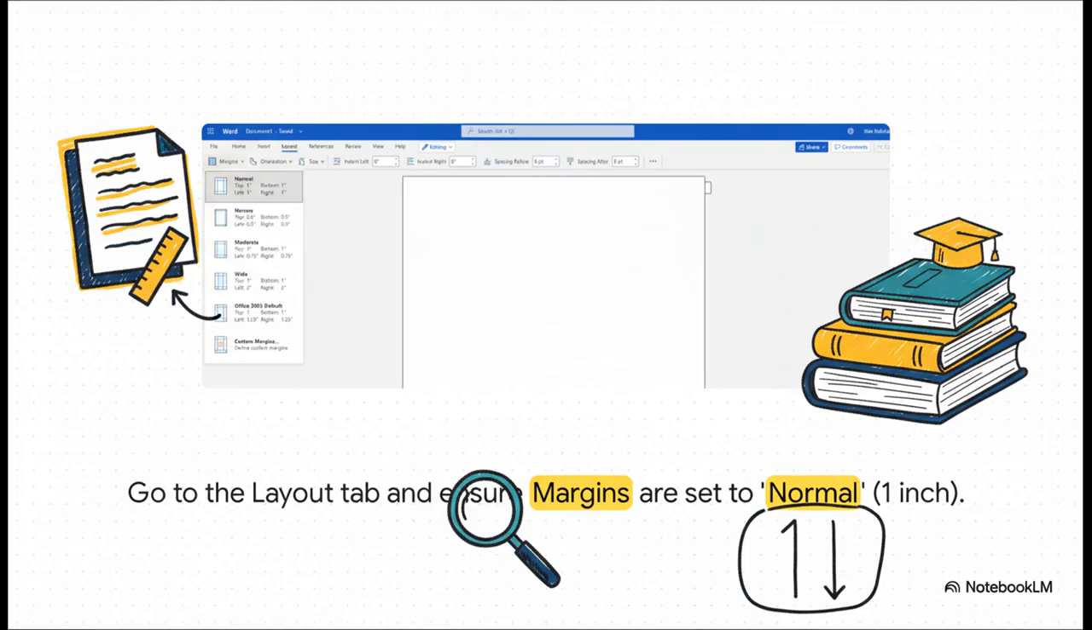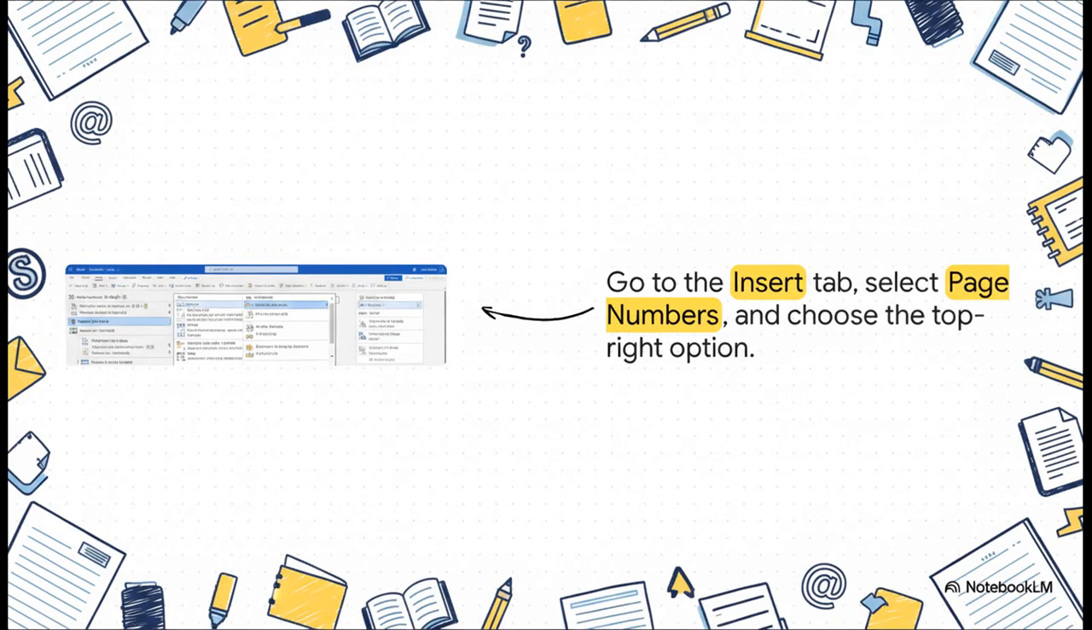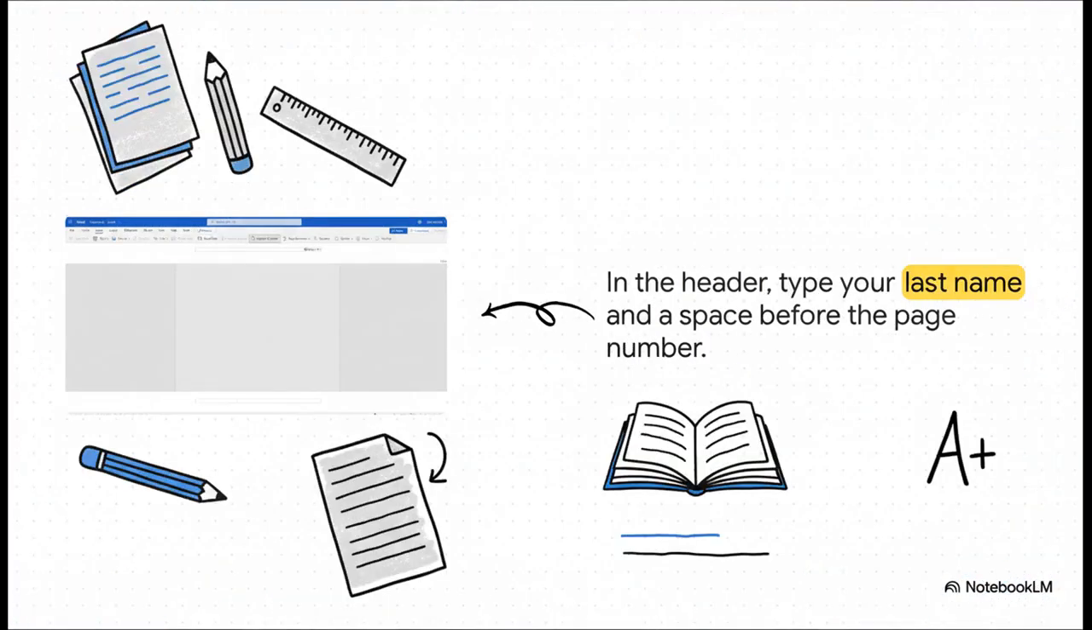Now for the header, let's go to the Insert tab and find page numbers. You'll see a few different placement options pop up. MLA style always wants the page number in the top right corner, so go ahead and select that option. Word automatically drops in the page number symbol for you, so the final step is to just click right to the left of that number, type your last name, and hit the space bar once. And that's it. Your header is now perfectly formatted and will show up on every single page.